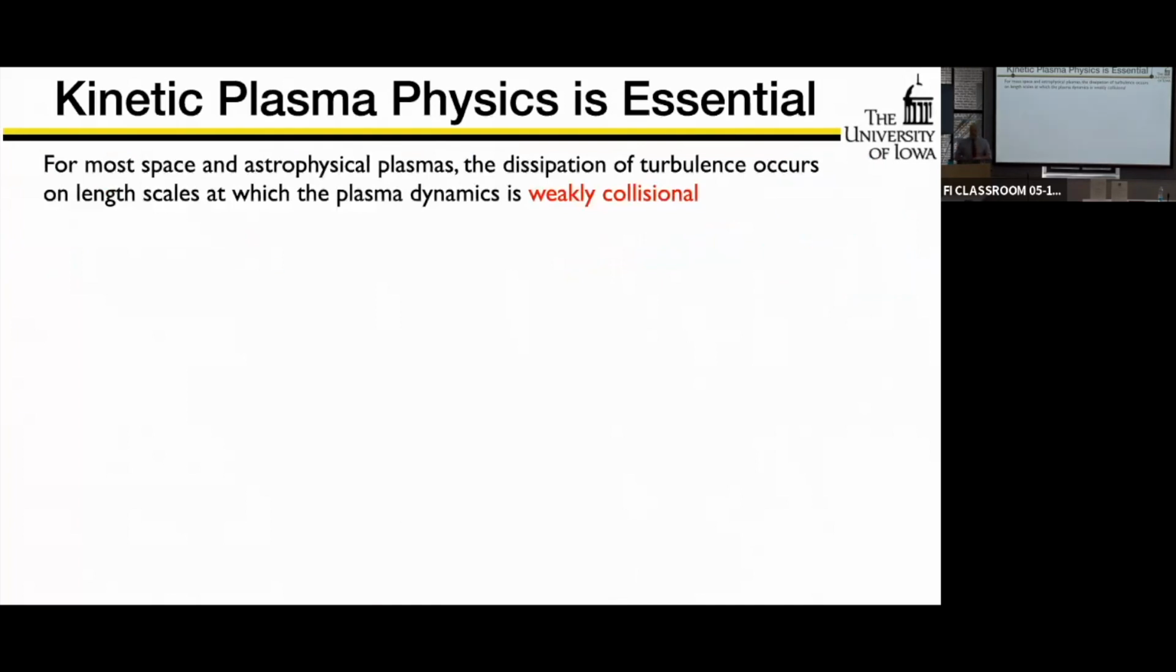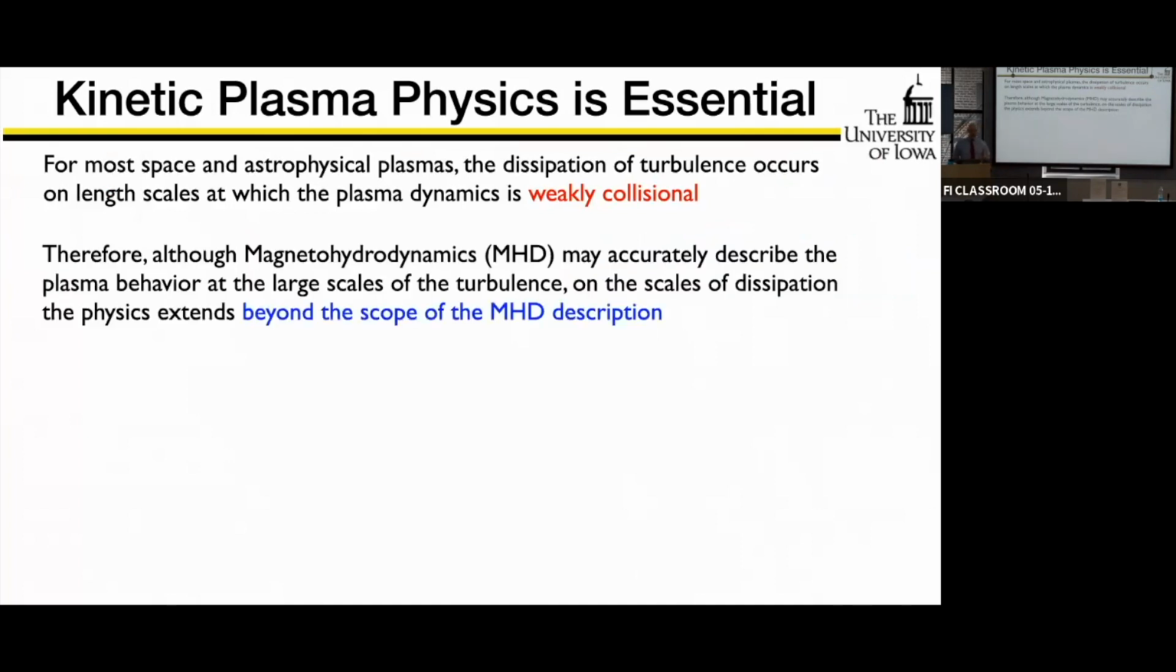Now, to get to your question about kinetic plasma physics: for most space and astrophysical plasmas, the dissipation occurs on length scales where the plasma dynamics is weakly collisional. So although magnetohydrodynamics, or MHD, can accurately describe the turbulence at very large scales, by the time it gets down to the small scales where the dissipation mechanisms act, the physics governing that dissipation is well beyond the scope of MHD. You simply can't describe it using MHD.